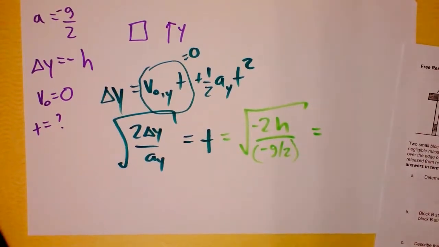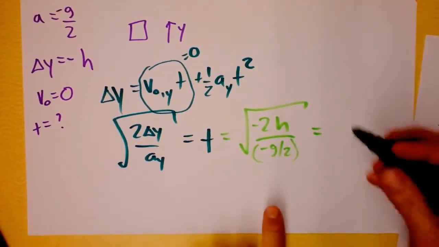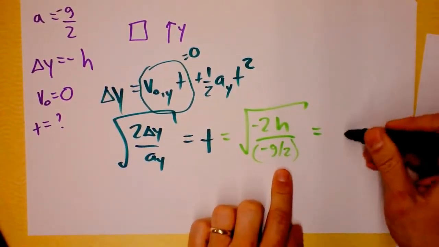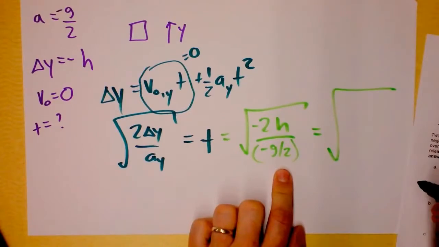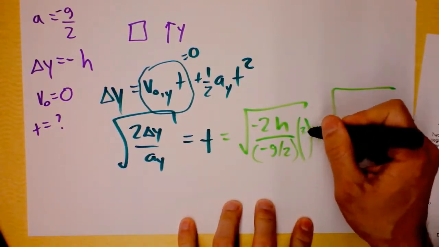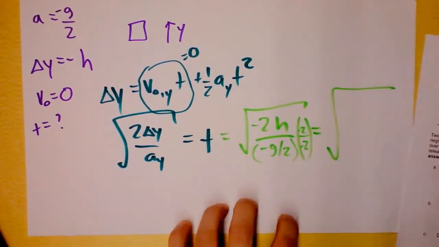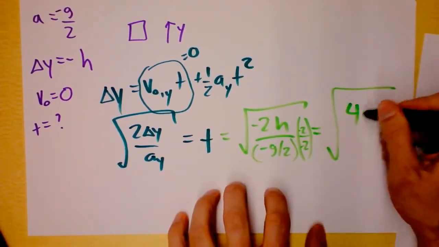Why is it over 2? We already worked through that. You can just multiply it by 1. Are you going to write 1 inside this square root as 2 over 2? I am. So I'm going to multiply by negative 2 over negative 2. Oh wow, I'm going to get 4h.